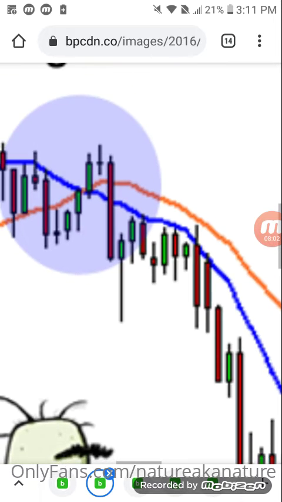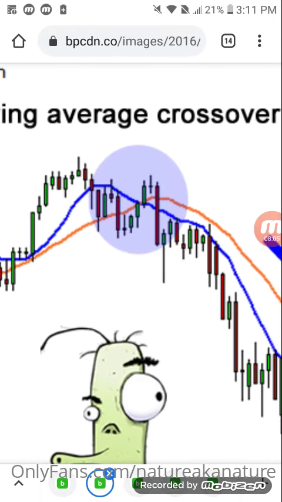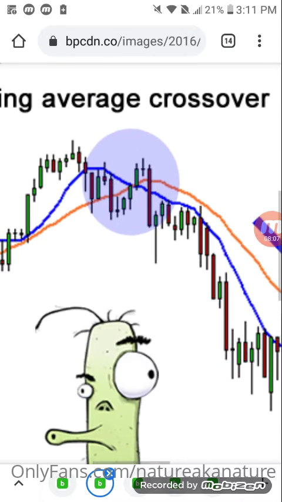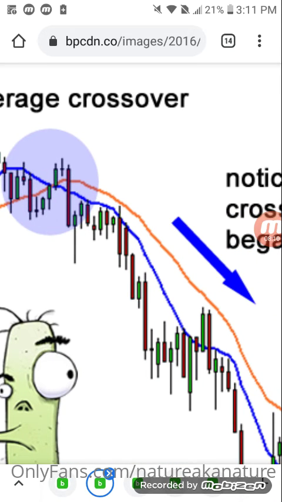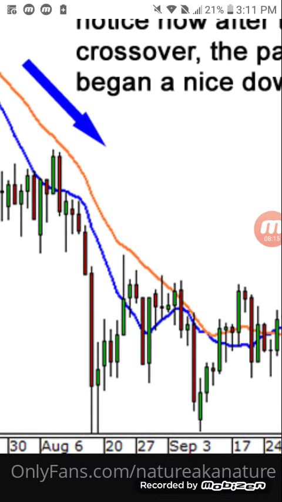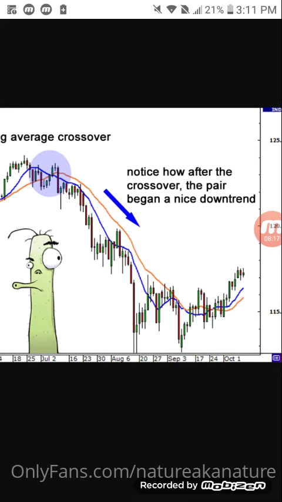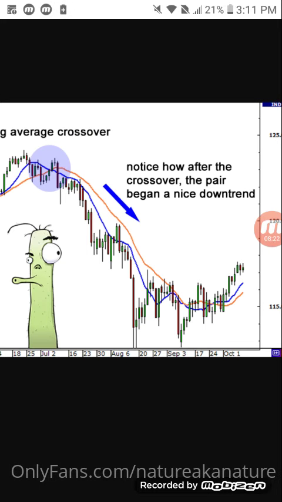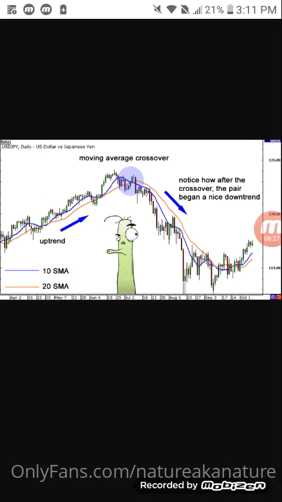Alright, so after this three inside down pattern or this moving average crossover, price did continue in a downtrend, as all the candles are now below the red and blue line, signifying that price is now in a downtrend. Notice how after the crossover, the pair began a nice downtrend. So, alright, this is very, very important. Make sure you look at what is going on as far as the candlestick formations and patterns that they're making at the top of resistance and support levels. Alright, so that was a really important game.